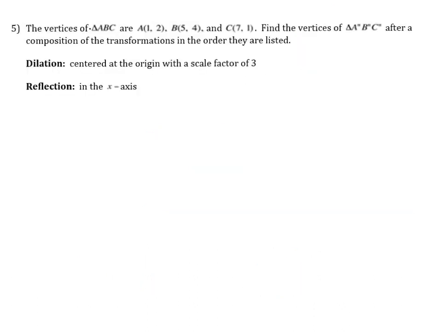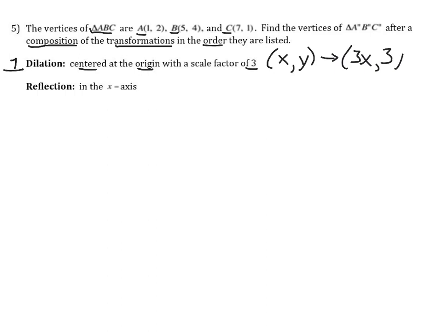For number 5, I'm dealing with triangle ABC with the coordinates they give me. In this case, I want to perform a composition of transformations. Now I want to go in the order that they're listed. So first thing I want to do is a dilation centered at the origin with a scale factor of 3. So in this case, I'm going to take my coordinates, x, y, and I'm going to multiply them by that scale factor. So 3 times x and 3 times y.